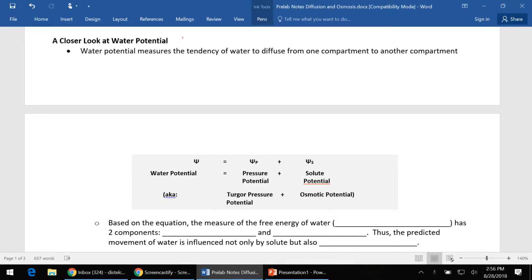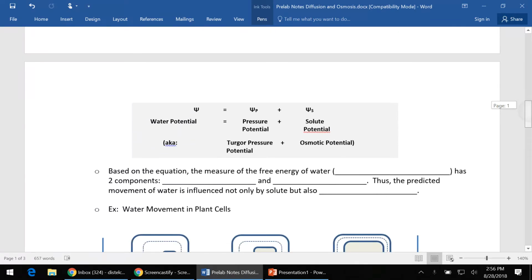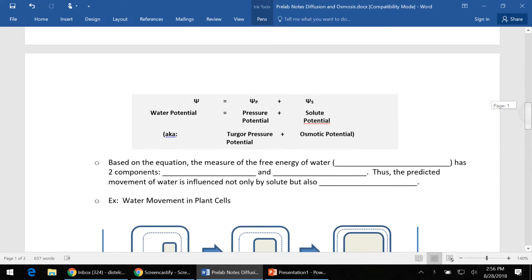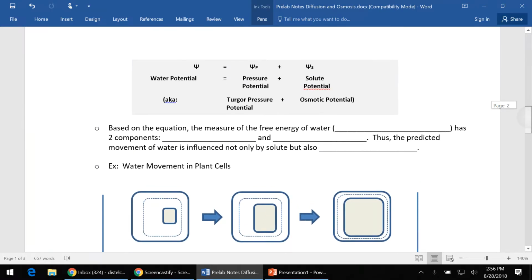So it says right there, the first bullet, that water potential measures the tendency of water to diffuse from one compartment to another. So we just said that water will go from an area of higher water potential to lower. We're going to look at some different situations and what affects that.